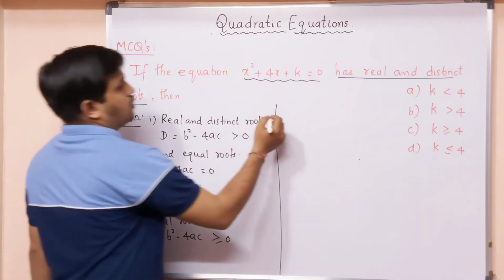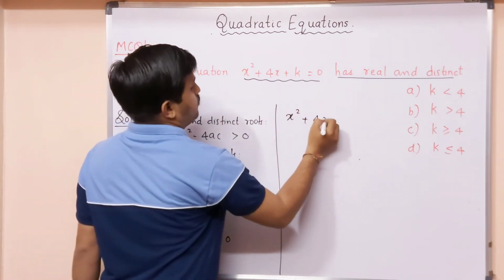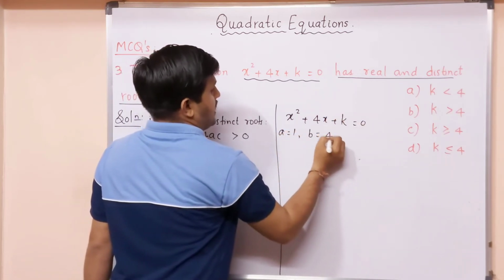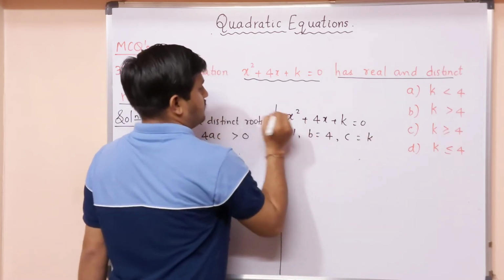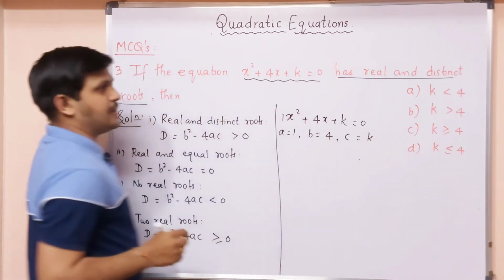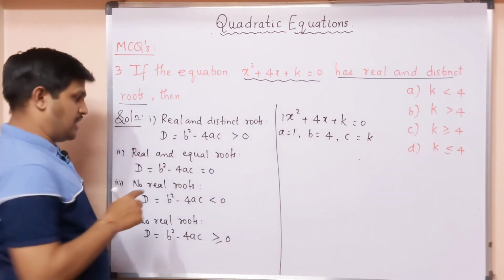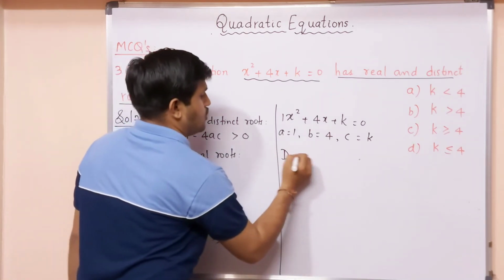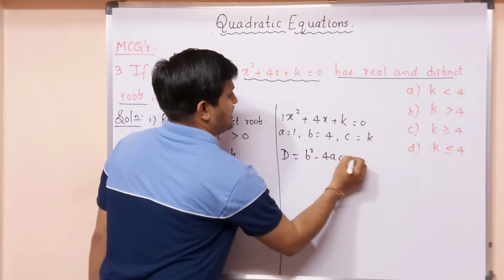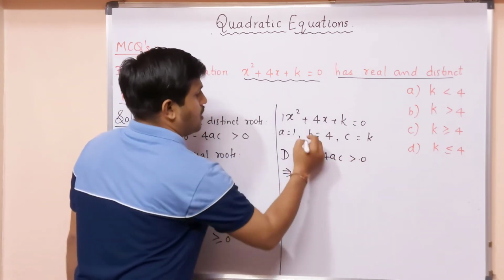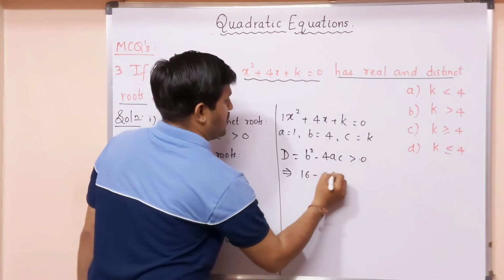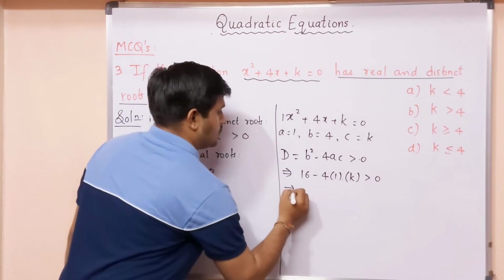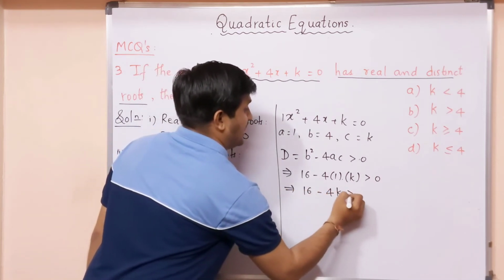Now look at the question. The quadratic equation is x square plus 4x plus k is equal to 0. So quickly write down what A, B and C are. The value of A is 1, the value of B is 4 and the value of C is k. Real and distinct roots, therefore let us apply this quickly. D is equal to b square minus 4ac, strictly greater than 0. So b square, 4 square is 16, minus 4 into a into c, greater than 0.